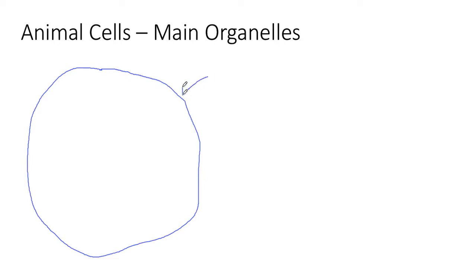And do you guys remember what this outer border of the cell is called? Cell wall? Nope. Cell walls are not in animal cells. It does start with the word cell, though. Cell membrane.